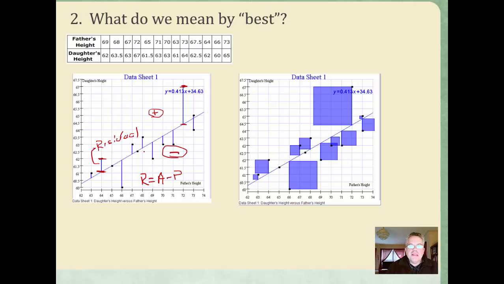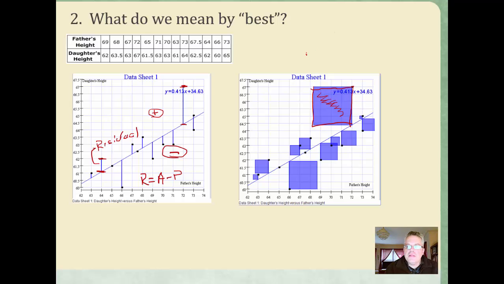Now, if we just add these up, which would seem to be a simple way to measure how good the line does, they have a tendency to cancel each other out. So, like we mentioned in the last video, the thing we do is square the residuals. And this can be pictured in the following diagram. You notice that it still has the residuals drawn, but they've turned them into squares. And the area of each square is equal to the square of the residual.